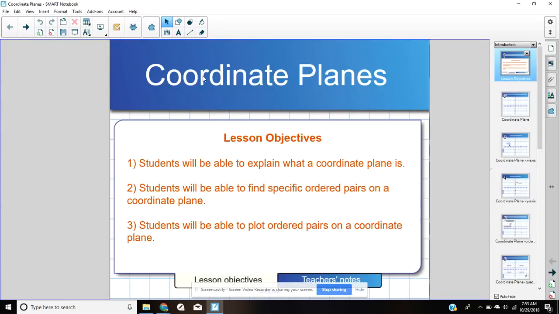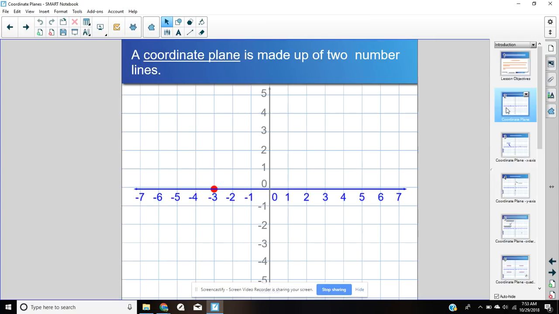All right, we're going to start our coordinate plane lesson and unit with a background on how to plot ordered pairs on a coordinate plane. The first thing we're going to talk about is how points get plotted on a coordinate plane and the makeup of that coordinate plane. A coordinate plane is a set of two number lines, one on the horizontal and one on the vertical.